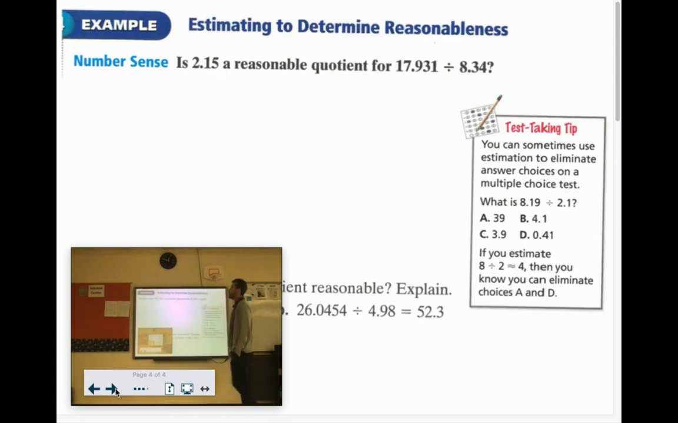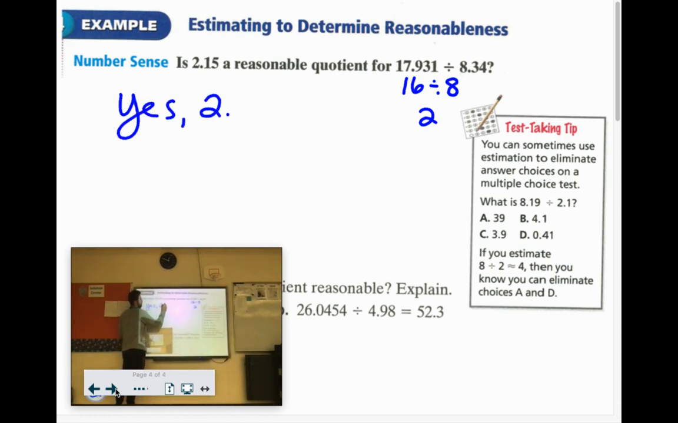Is 2.15 a reasonable quotient for 17.931 divided by 8.34? We're looking for compatible numbers. 17, 8. I know 8 goes into 16. So if we were to do 16 divided by 8, it comes out to 2. So yeah, I'd say that's reasonable. Yes, 2.15 is reasonable.